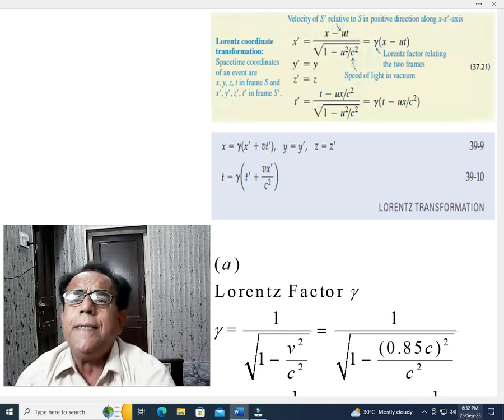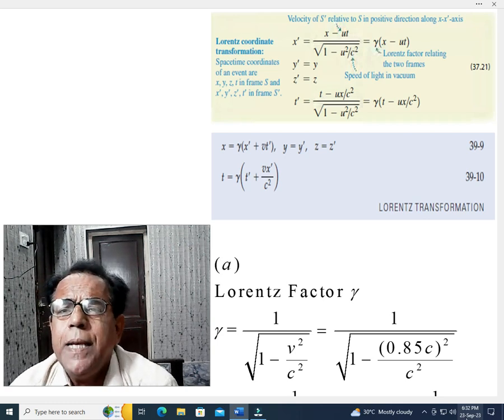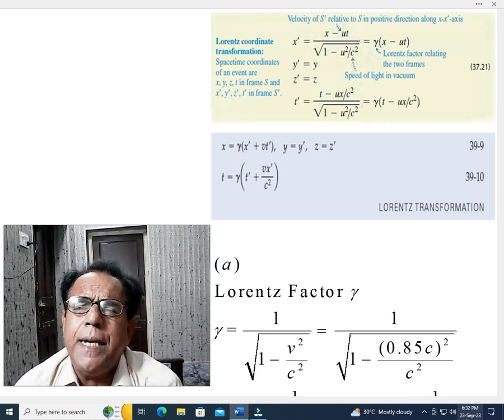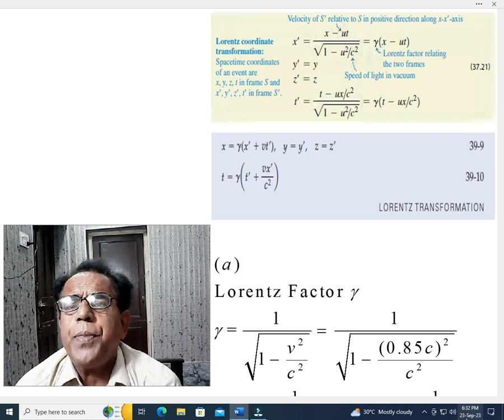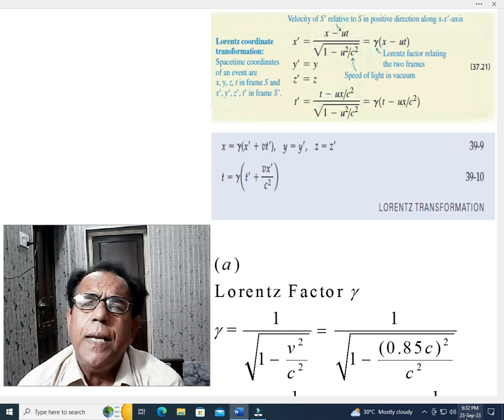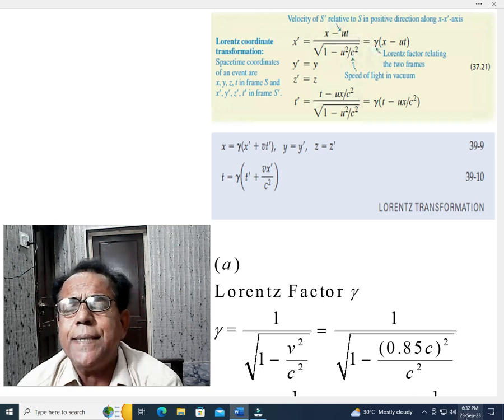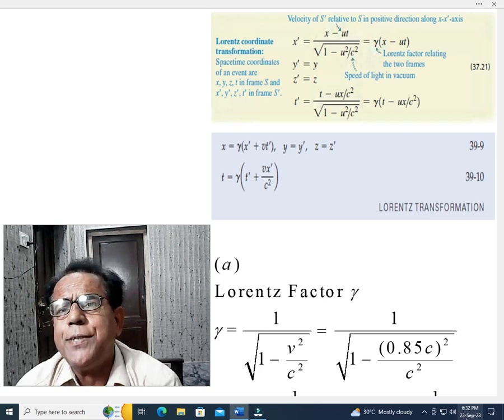The third snapshot may be called an alternate approach. No, it is actually from S dash to S.